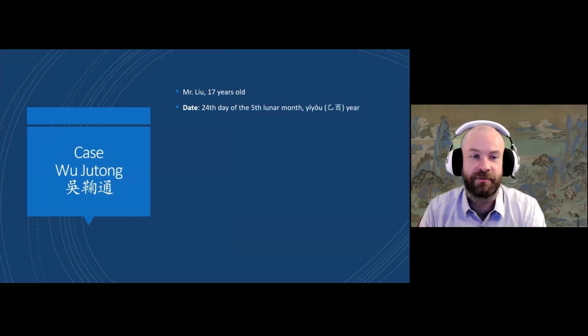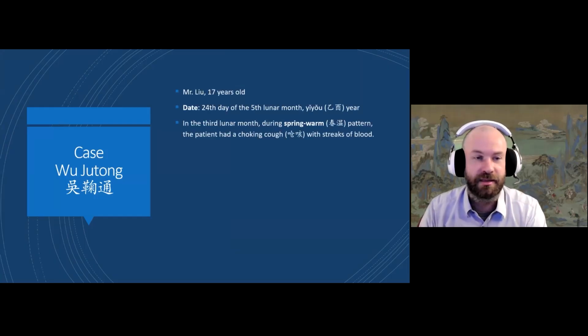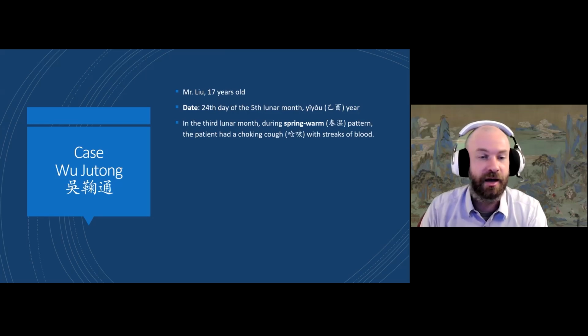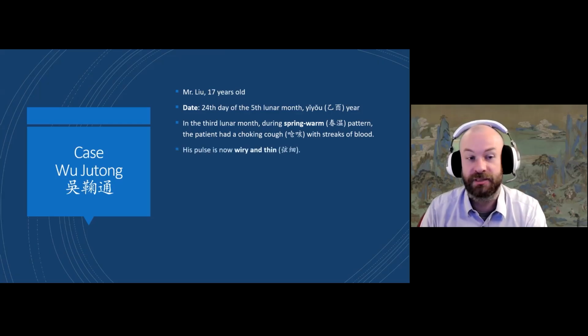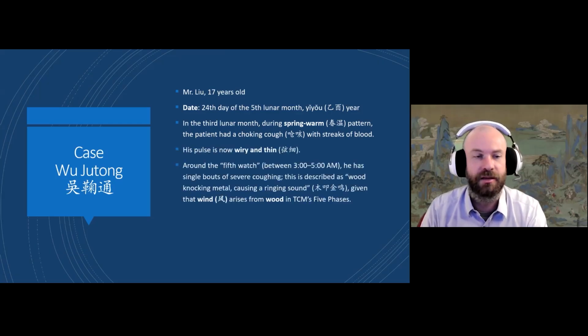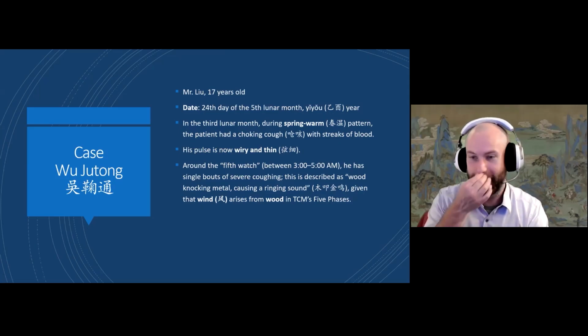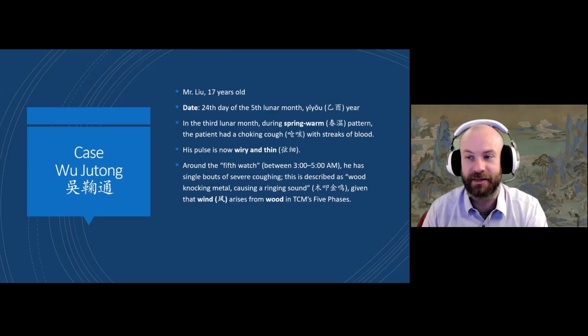So this is a case by Wu Jutong. Mr. Liu, 17 years old, 24th day of the 5th lunar month. In the 3rd lunar month during spring warmth pattern, the patient had a choking cough with streaks of blood. His pulse is now wiry and thin. Around the 5th watch, between 3 a.m. and 5 a.m., he has single bouts of severe coughing. This is described as wood knocking metal, causing a ringing sound. That might be a specific TCM phrase.